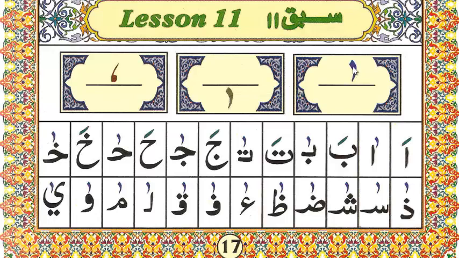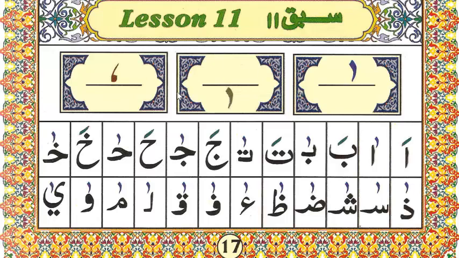And then if this symbol is at the bottom of a letter, it will be called standing kasra or standing zair. They will look like a tiny alif. And sometimes you might see this symbol. This is called standing dhamma or standing pesh.